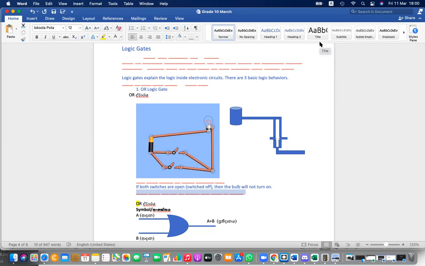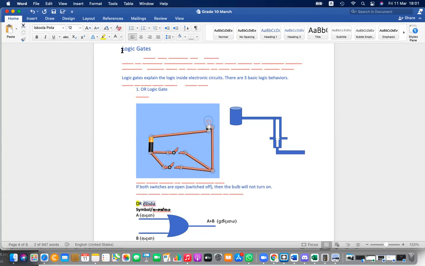right? And under that, we are going to discuss what these logic gates are. A very simple explanation: a logic gate explains the logic inside an electronic circuit or electronic circuits. Right? These are actually behaviors. How things behave. How the logic circuits or how these things behave.